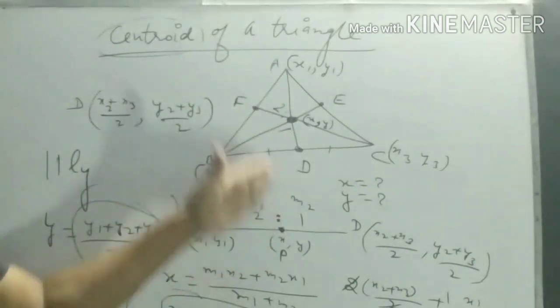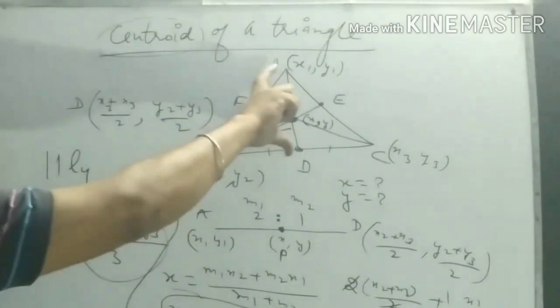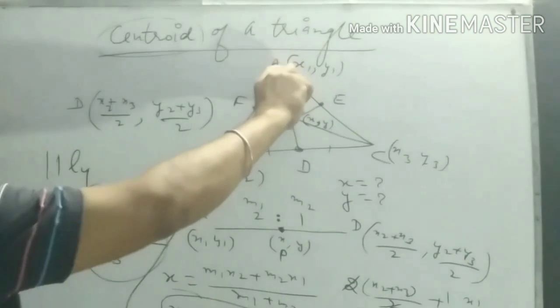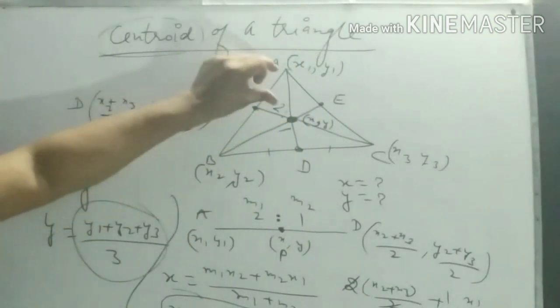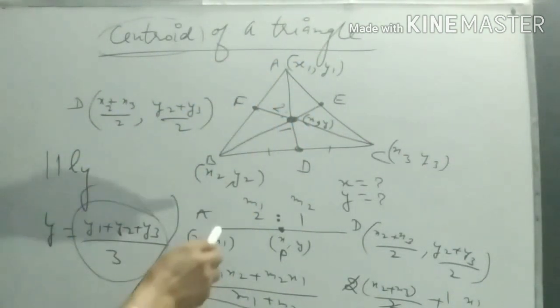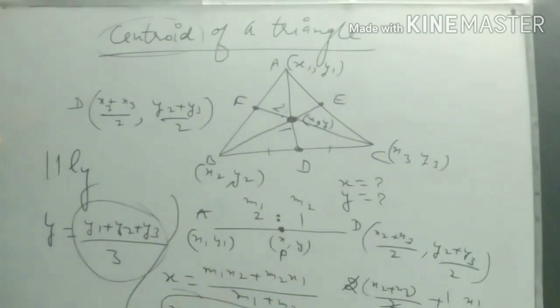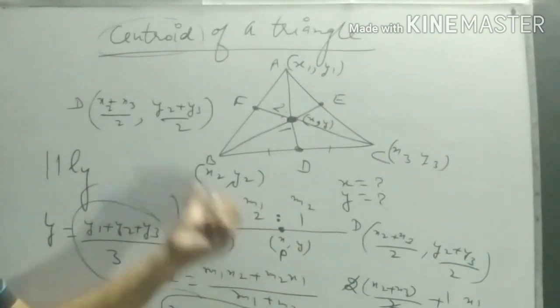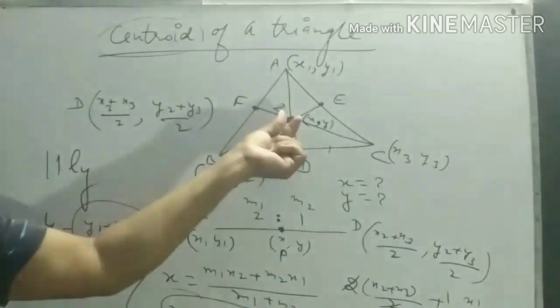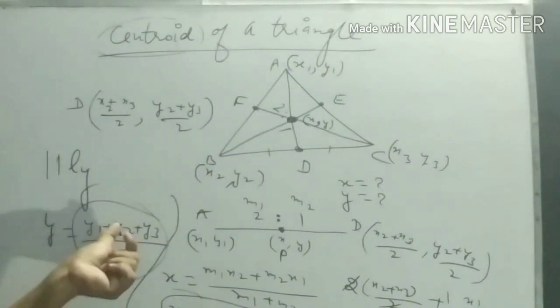Now AD, consider AD line segment. This has been divided by this point in certain ratio. And what is that ratio? 2 is to 1. Now you can apply section formula. After applying section formula, we can find value of x as well as y.